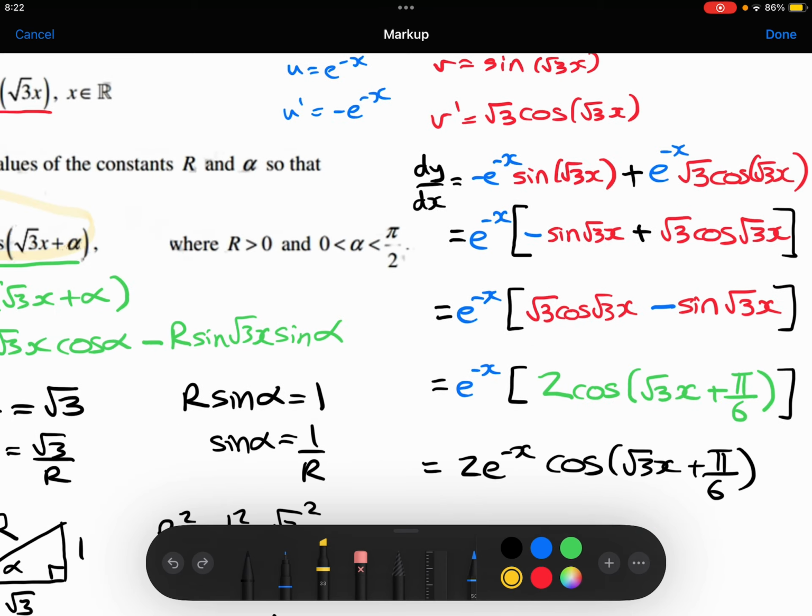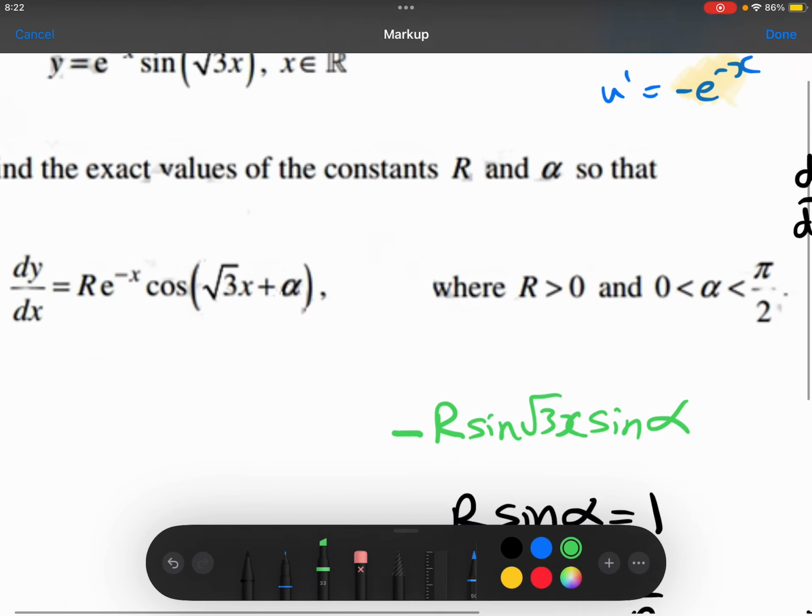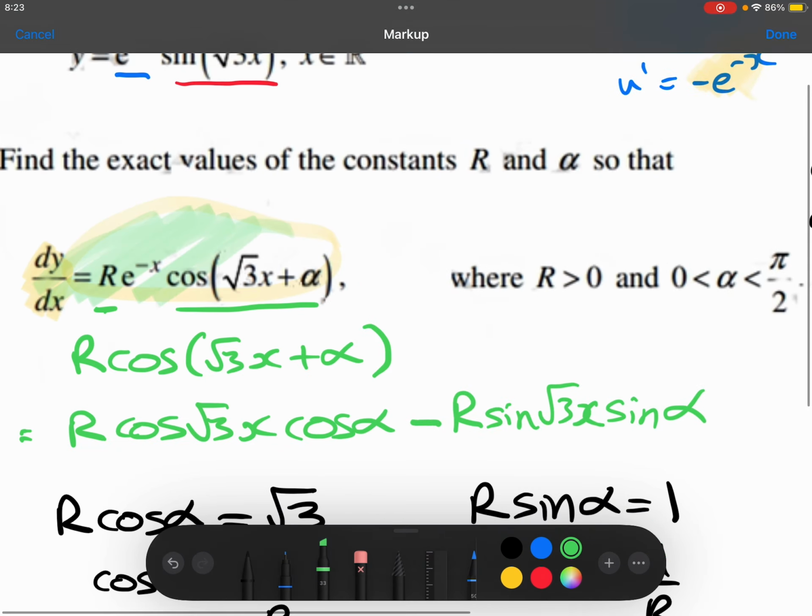Now that I've differentiated each of those, I'm going to apply the product rule, which is u dash times v. So that's what I've got here. Plus v dash times u. So that's what I've got over here. Right. So I've done the differentiation and got this thing here. Now it's a case of being able to rewrite that like the question asked.